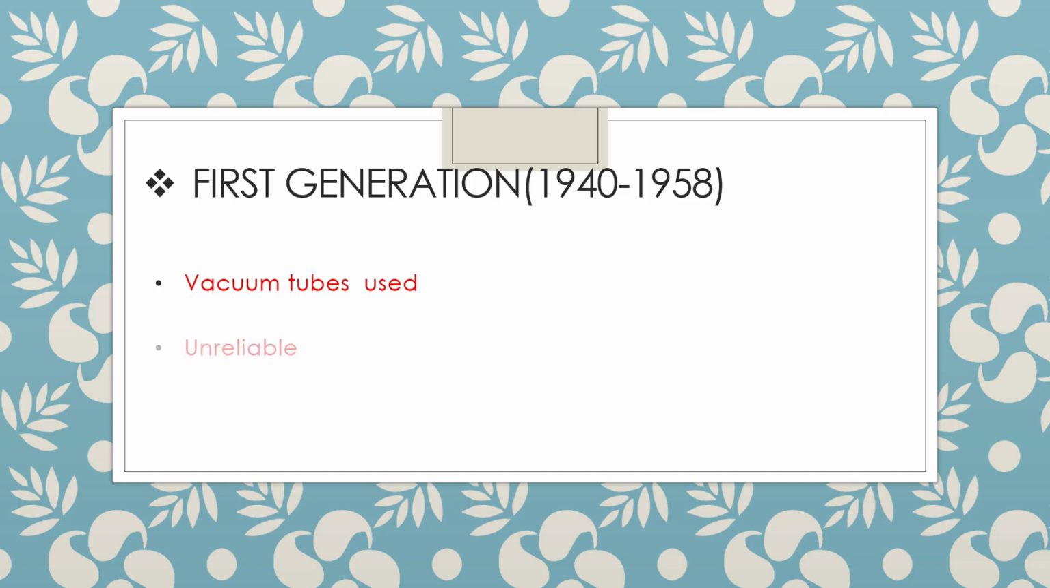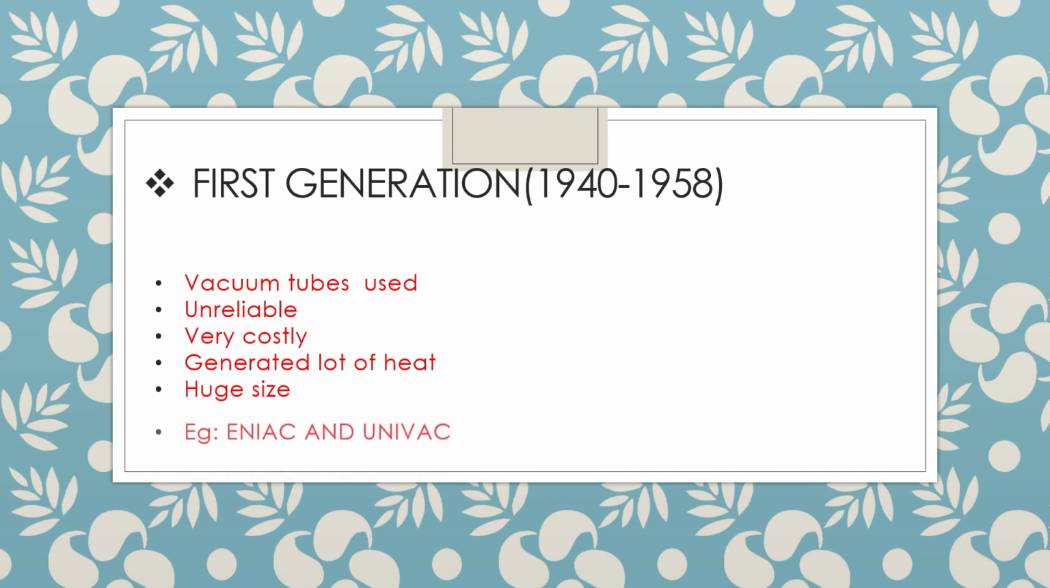They were unreliable, very costly, generated a lot of heat, so air conditioners were needed. Huge in size. Examples are ENIAC and UNIVAC.